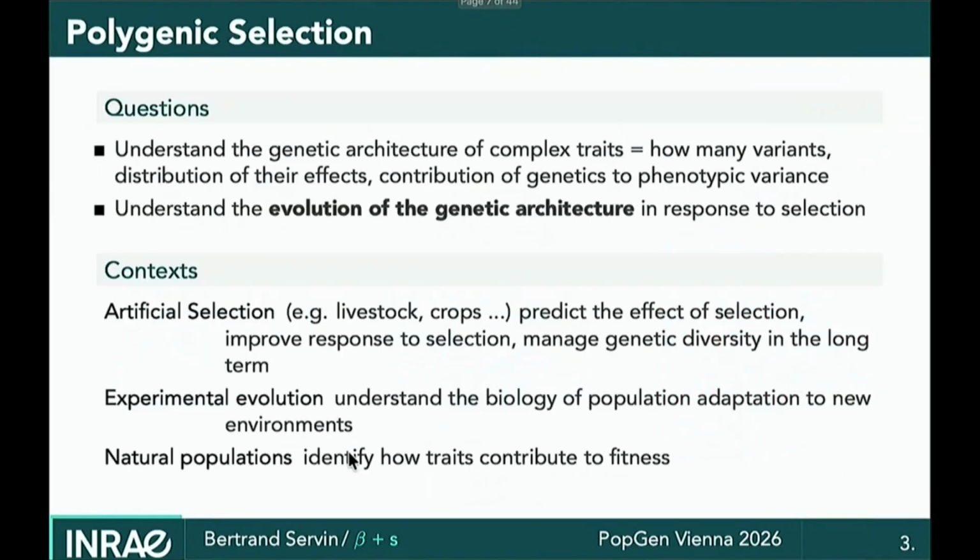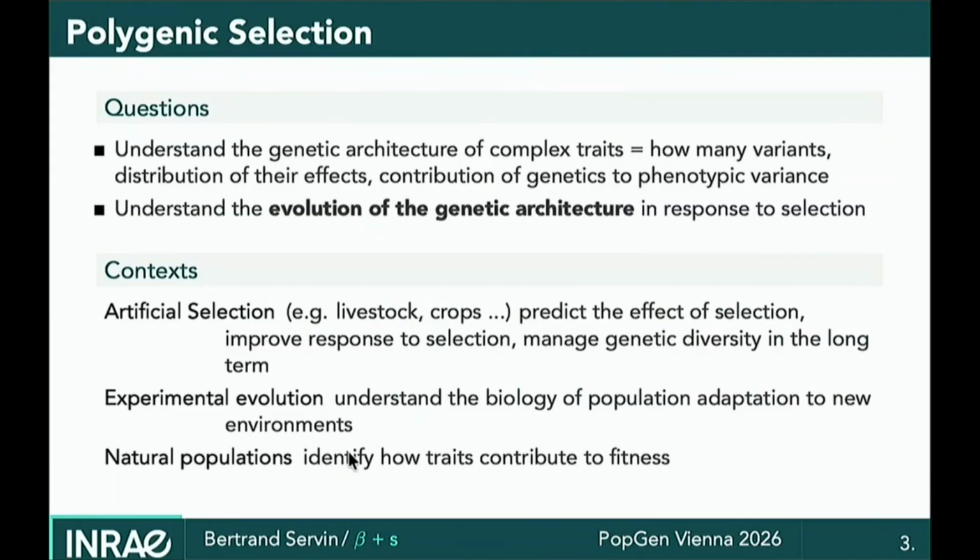Okay, so the objective of this talk and this work is to try to contribute to a better understanding of the genetic architecture of complex traits. What I mean by genetic architecture is how many variants there are that affect a trait, what is the distribution of their effects on the trait, and what is the contribution globally of these effects to phenotypic variance.